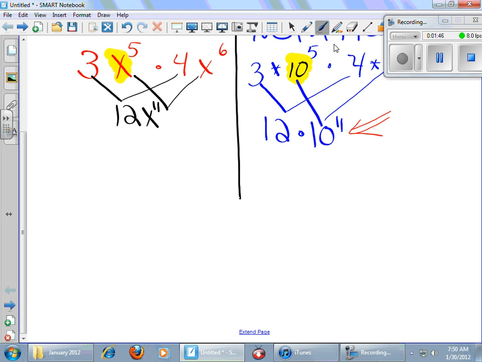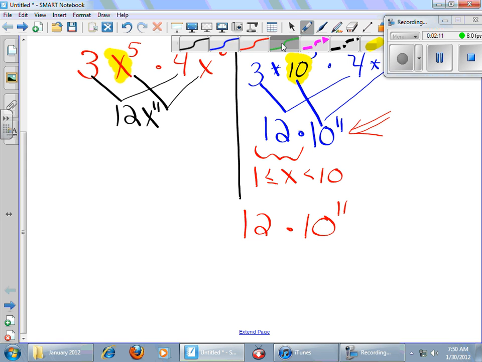But this number here needs to be greater than or equal to 1 and less than 10, right? So the decimal point has to be after the first non-zero number. So let's take a look at this number, 12 times 10 to the 11th. Well, my decimal point, as I'm sure you know, is right here. I don't want it there. I want it here. Well, to move it there would mean I would need to divide by 10. We're not just moving a decimal point, we're actually dividing by 10.